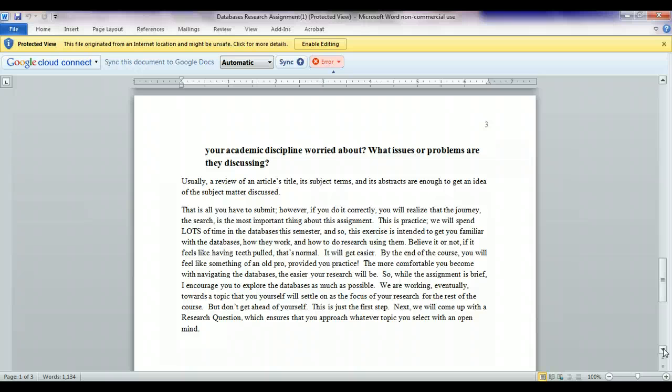Usually a review of an article's title, its subject terms, and its abstracts are enough to get an idea of the subject matter discussed. That is all you have to submit. However, if you do it correctly, you'll realize that the journey of the search is the most important thing throughout this assignment. This is practice. We will spend lots of time in the databases this semester, this summer, and so this exercise is intended to get you familiar with the databases, how they work, and how to do research using them.